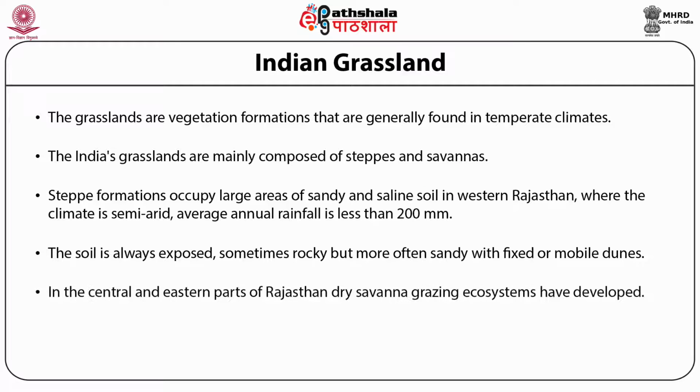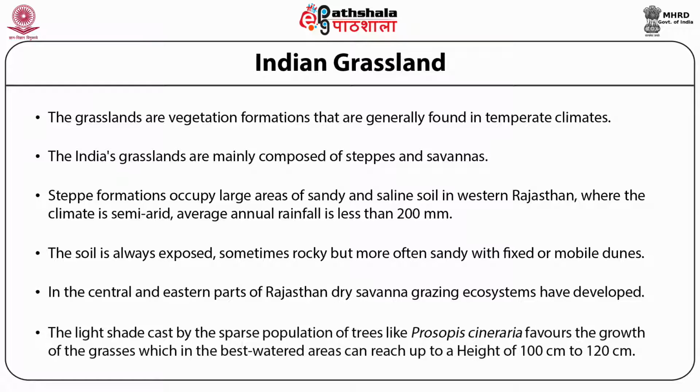In the central and eastern part of Rajasthan, where the rainfall is above 500 mm per year and the dry season is 6 to 8 months, dry savanna grazing ecosystems have developed. The light shade cast by the sparse population of trees like Prosopis cineraria favors the growth of the grasses, which in the best watered areas can reach a height of 100 cm to 120 cm.